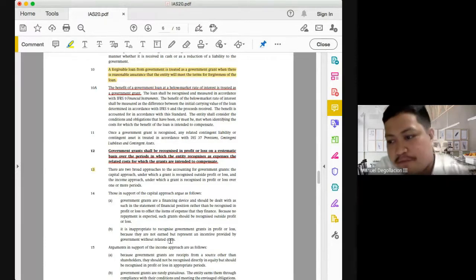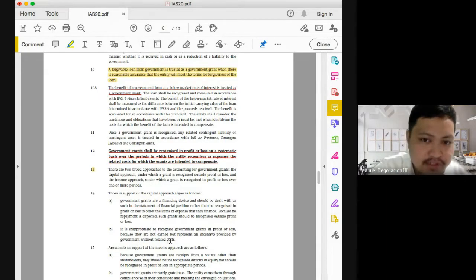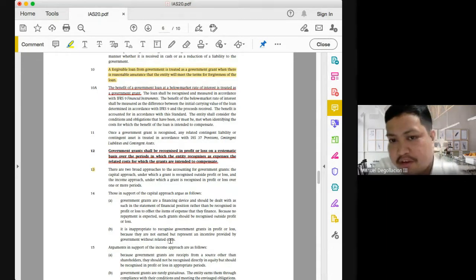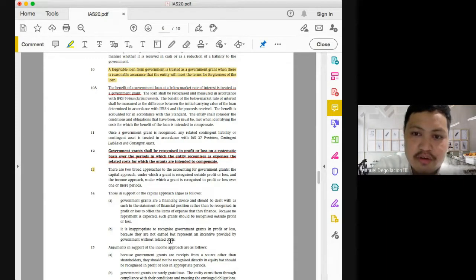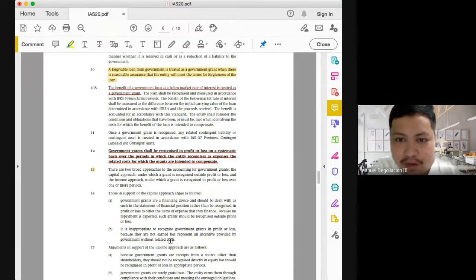Okay, what if the expenses are not incurred equally? What if 10% is incurred in year one, 40% in year two, 20% in year three, 30% in year four? Then you will also recognize the 10 million government grant in those same percentages. So 10% of the 10 million, 40% of the 10 million, so on and so forth. That's what paragraph 12 is telling us.